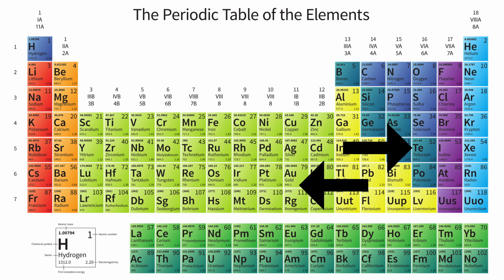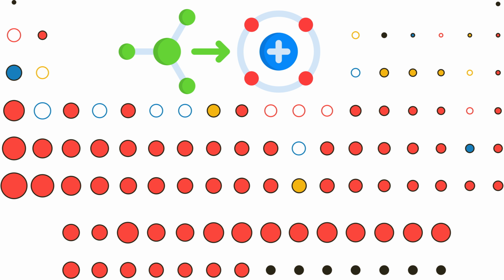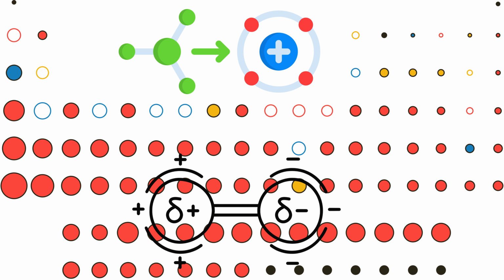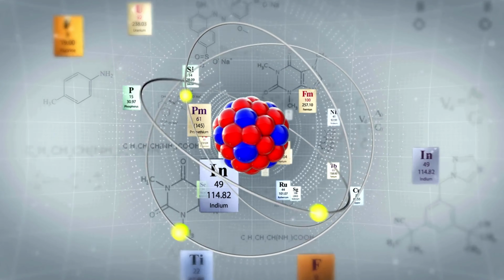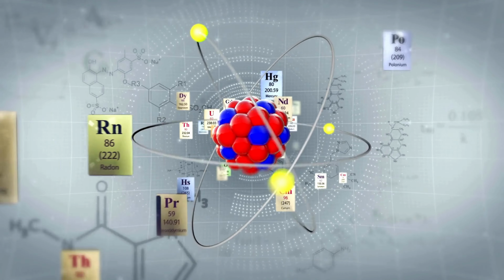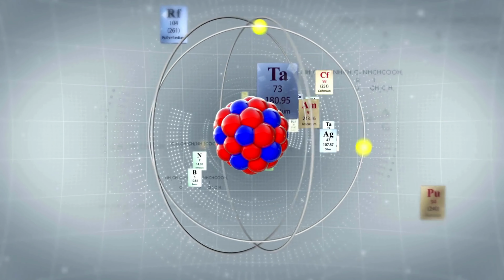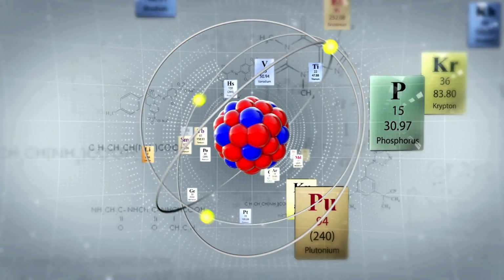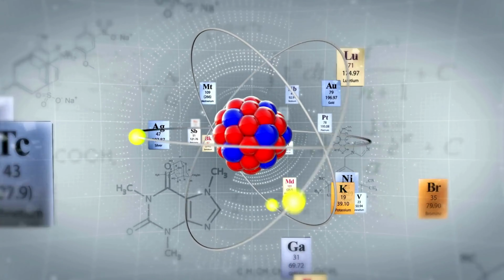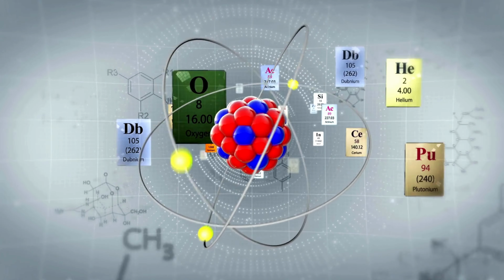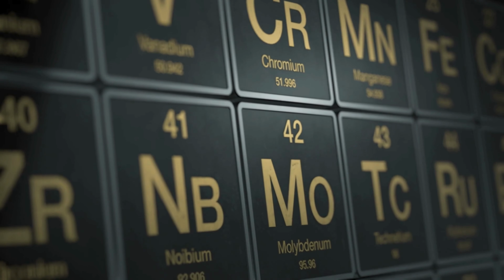As you move across or down the table, predictable trends emerge, such as changes in atomic size, ionization energy, and electronegativity. These trends are exactly what help scientists predict how an element will react. The periodic table is much more than just a list. It's a powerful tool for predicting element behavior, bonding, states of matter, and reactions. It tells you whether an element will gain or lose electrons, its melting points, density, and typical compounds.